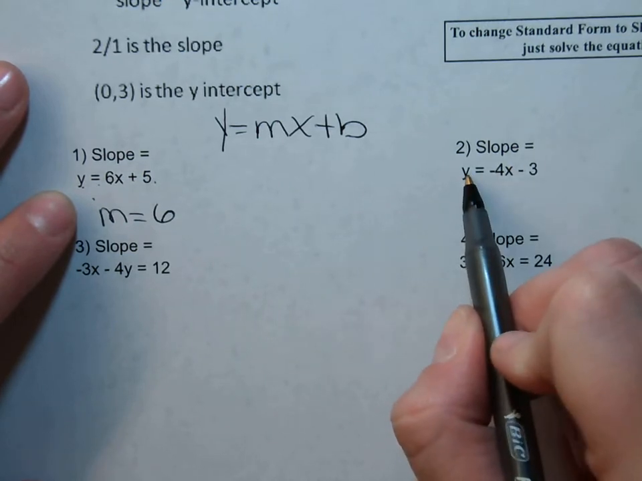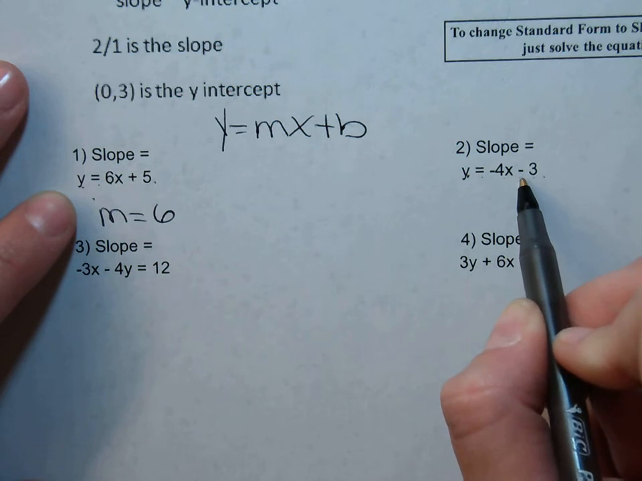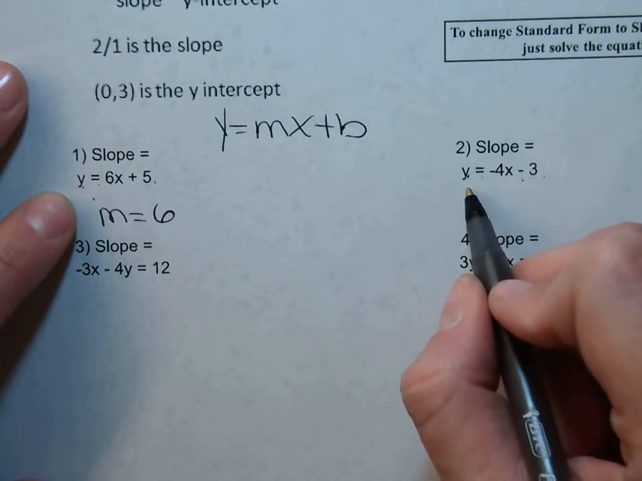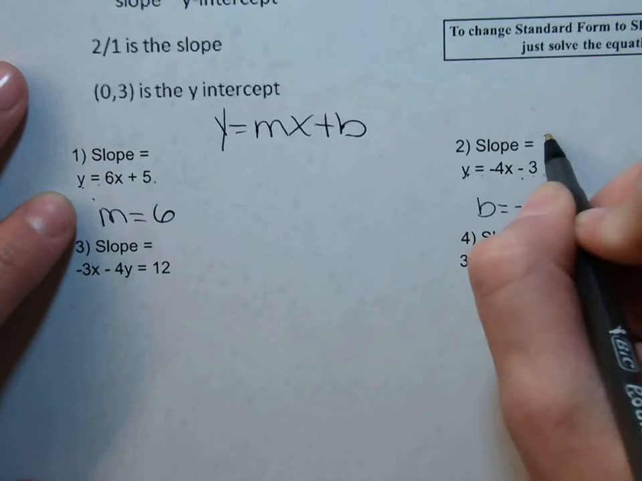So since this is in y equals mx plus b form, we can say that my slope is 6. Example 2, this is also in y equals mx plus b form. Now this does not have to be a plus sign in order for this to be in slope-intercept form. This can be a subtraction sign. And again, this is in slope-intercept form, so I can say my slope is negative 4.